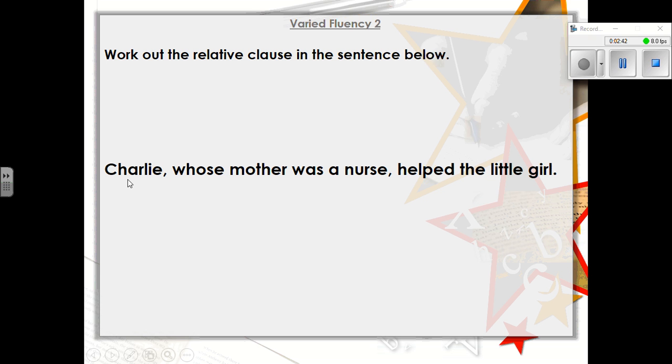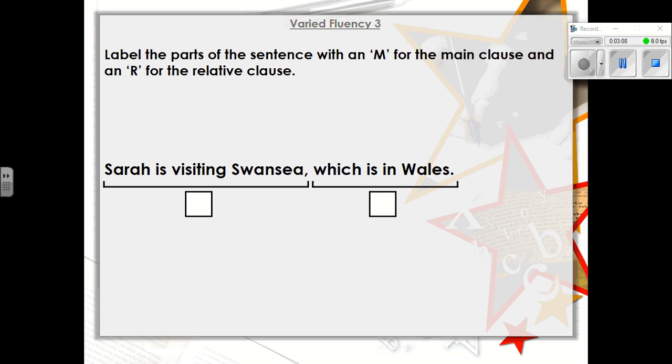Our sentence is Charlie, whose mother was a nurse, helped the little girl. So we've got our first phrase, Charlie helped the little girl. That's one phrase. And our second clause here is whose mother was a nurse. Which of those clauses doesn't make sense on its own? Which is the relative clause? Of course it's this one. Whose mother was a nurse would not make sense on its own, so therefore it is the relative clause. Again, pause the video, give this a little go, label the parts of the sentence with an M for the main clause and relative clause with an R. Which clause makes sense on its own and which one does not, then label them correctly.